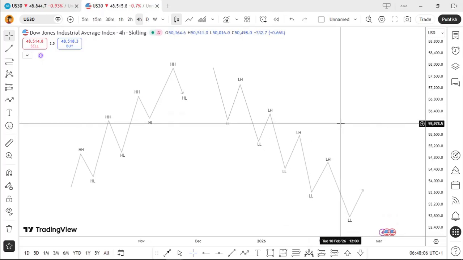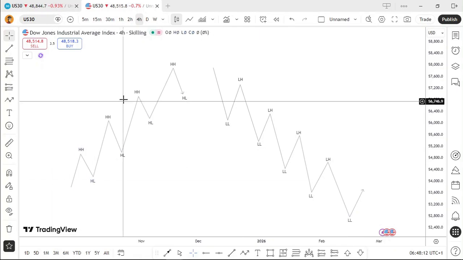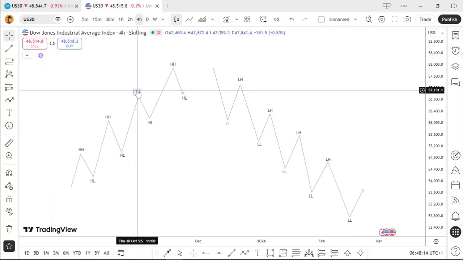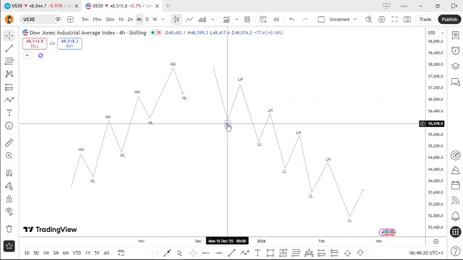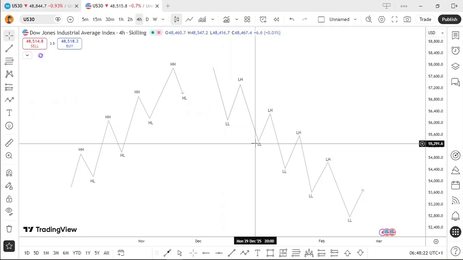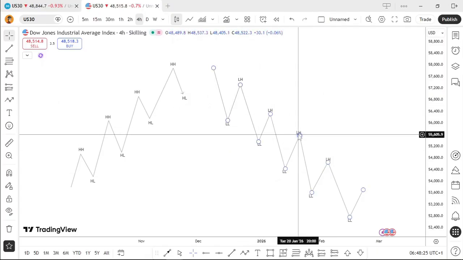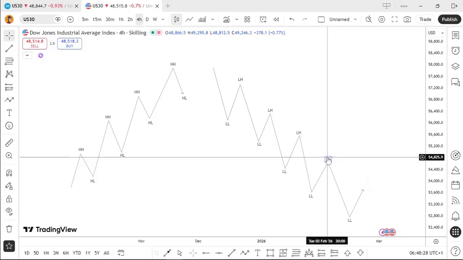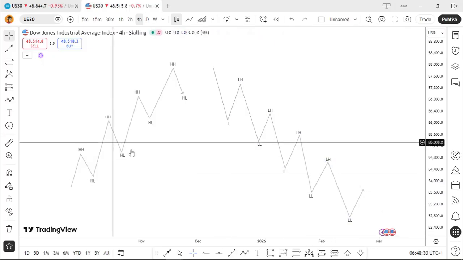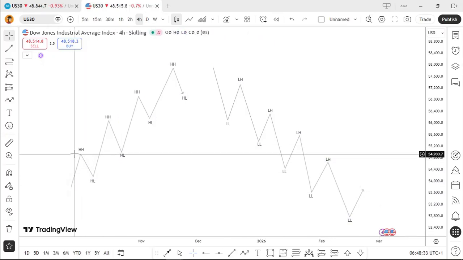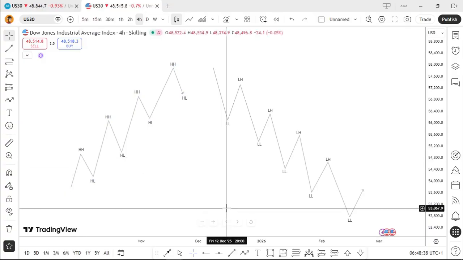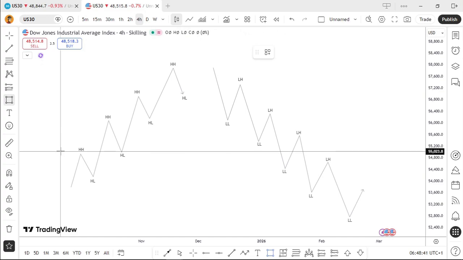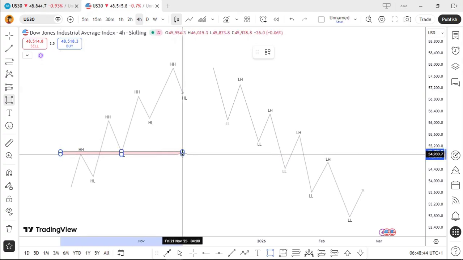So this is how the market moves in a bullish market, by creating higher high and higher low, higher high and higher low. In a bearish market, it moves by creating lower low and lower high, lower low and lower high. So all these points here are structure points. The turning points here are structure points. This turning point here is a structure point.